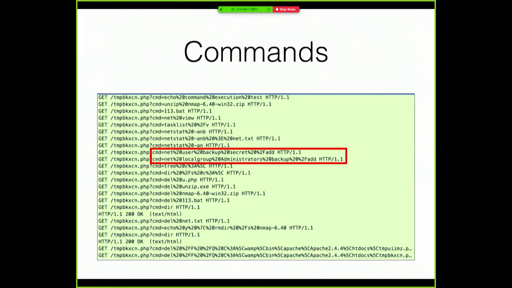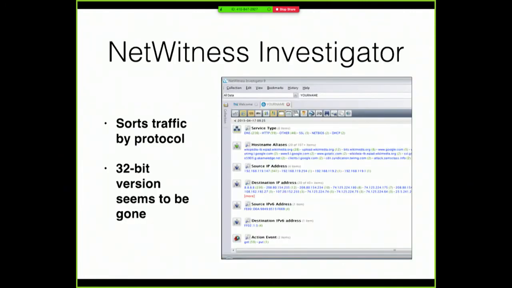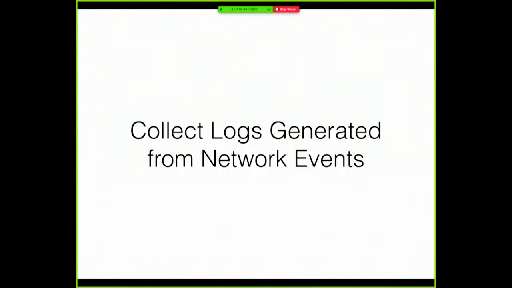Anyway, so here's more of these commands: net user backup, net local group, and so on. Once you do get access to the raw URLs that were resolved by the server, you'll see command line commands in it. There are other products out there like NetWitness Investigator that will sort the data and have things you can click on to see the files that were sent and the images that were sent. And then you can get the logs.